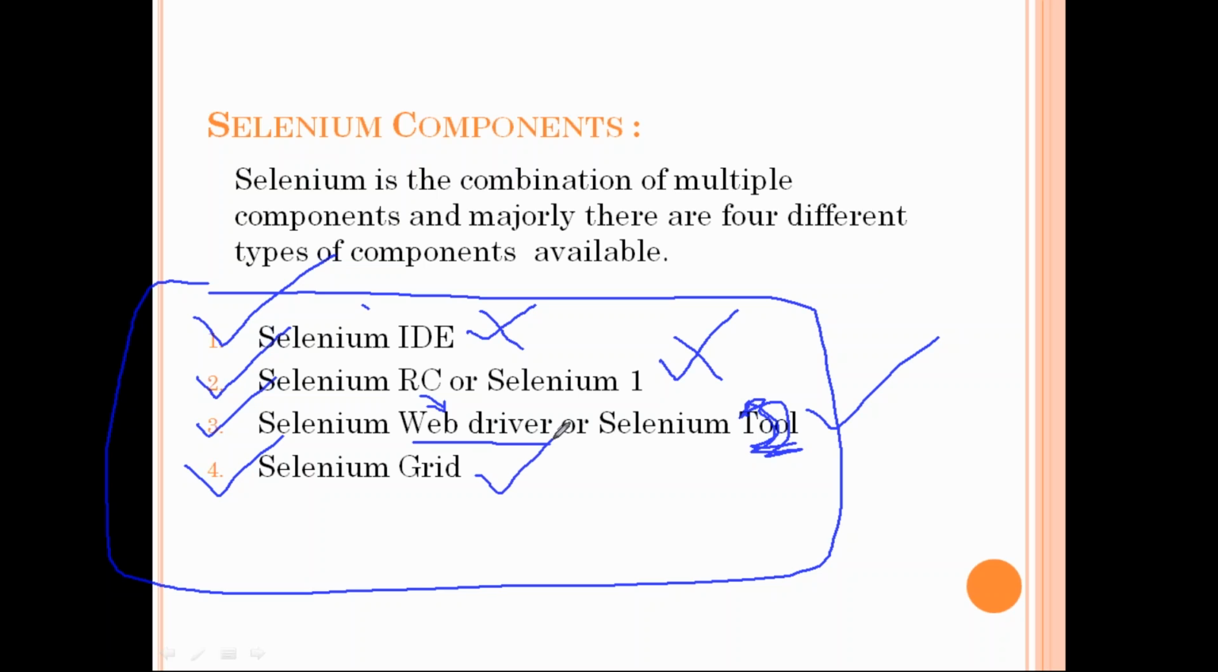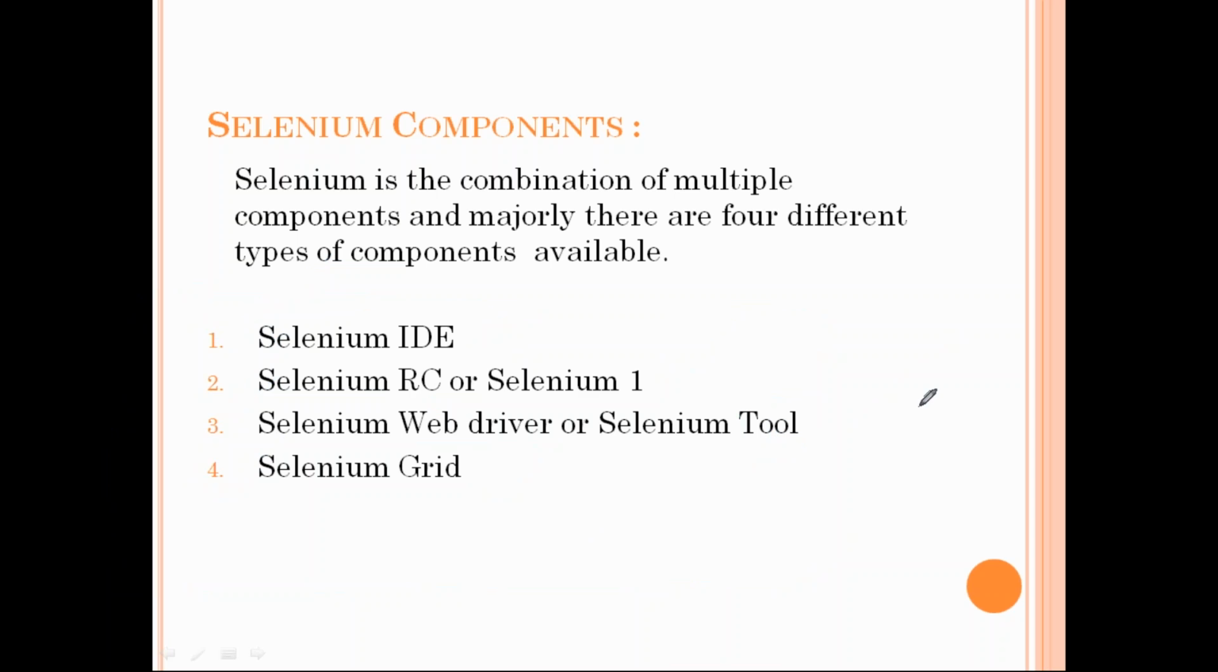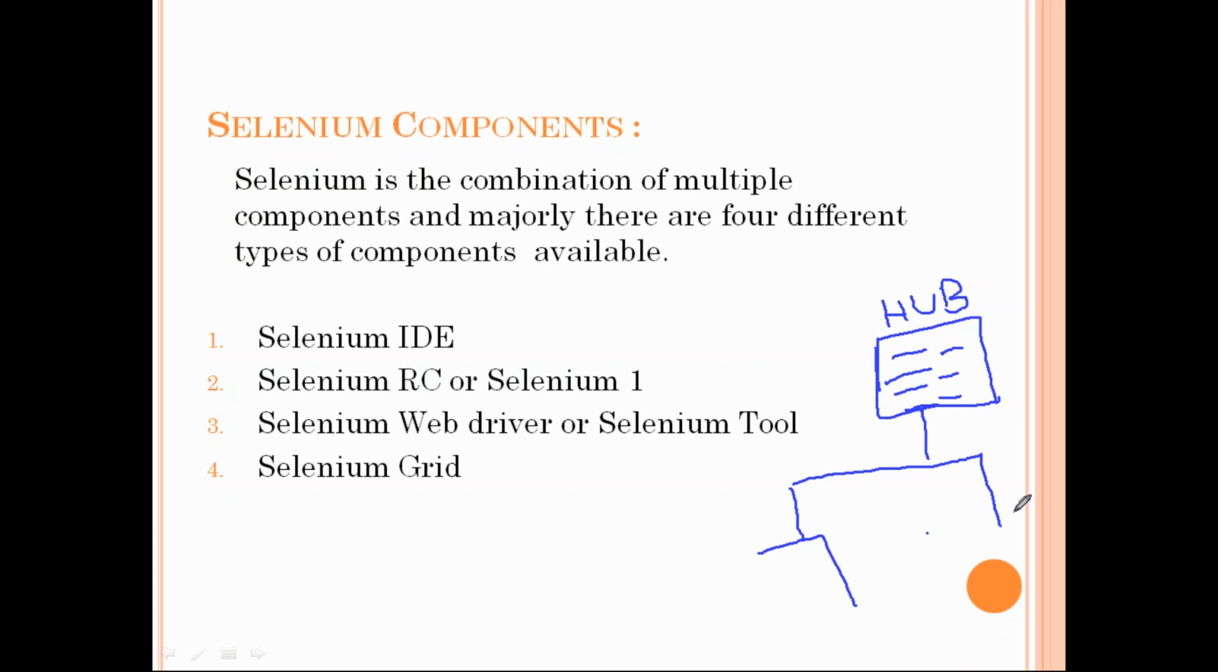Then coming to Grid. What is Grid? Grid is helpful for us to perform parallel execution. What do you mean by parallel execution? Say, for example, I have a main system over here, wherein I am going to write some code. I have written some code here, and this main system is called a hub. This main system I am going to connect to two other systems, and these systems are called nodes.